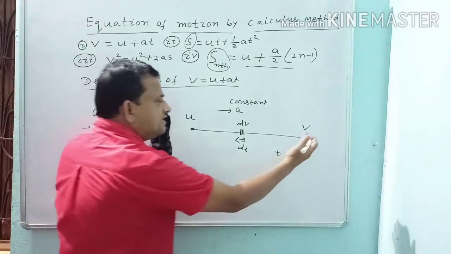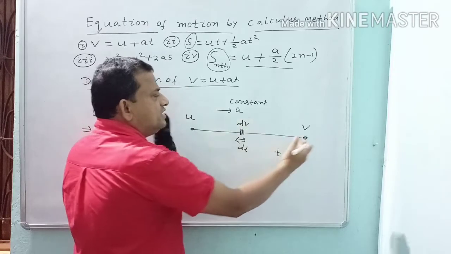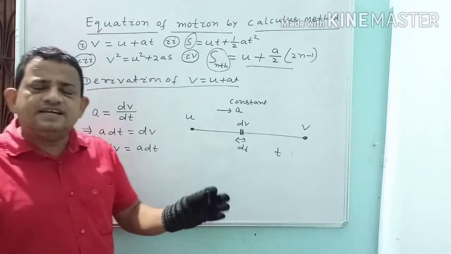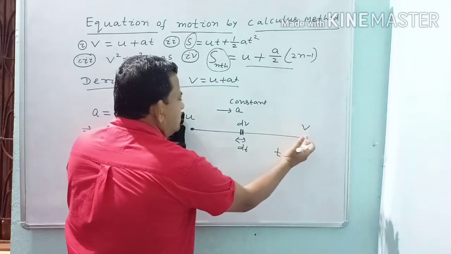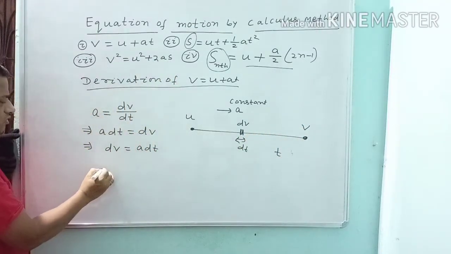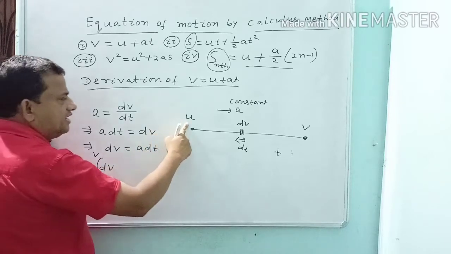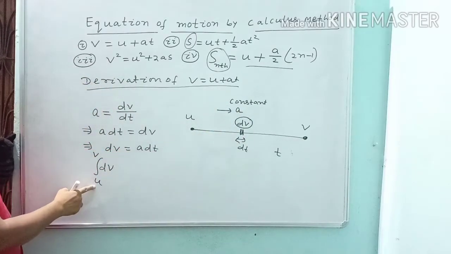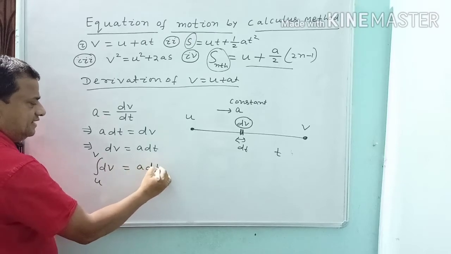So what is velocity in time t? In small time dt, dv is the change in velocity. So in time t, how to find out velocity? By integration. Integration means totaling, integration means sum of this. So take integration with proper limit of dv, that is u to v. u is the initial point, v is the final point. So for this dv, initial point is u, final point is v, is equal to a dt.